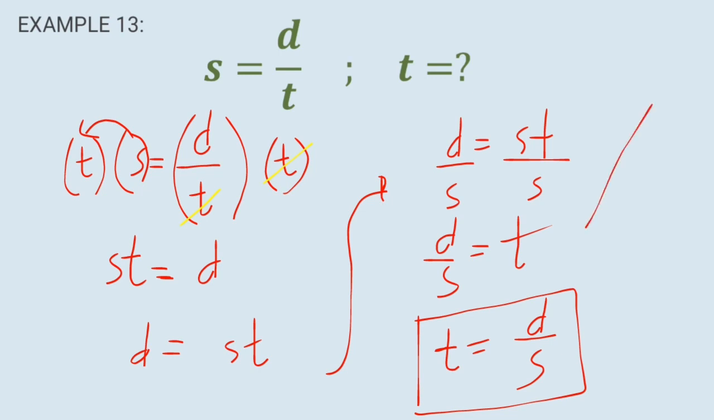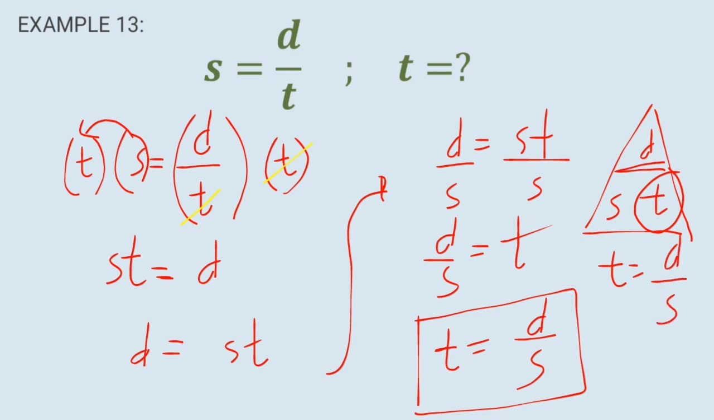Now if it's in the magic triangle, it will look like this: s, d, and t. So if we're going to cover t, it will still be d on the top, and s on the bottom. So it's still the same. Okay?